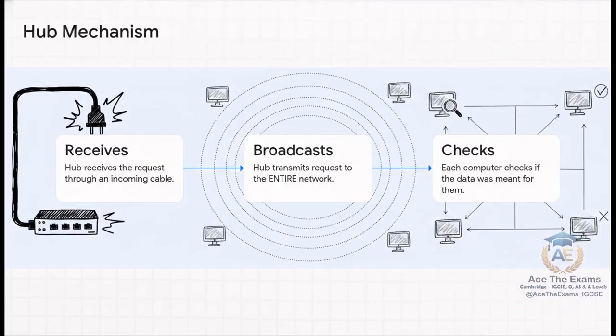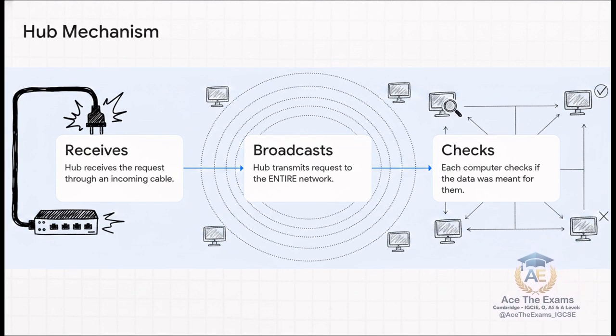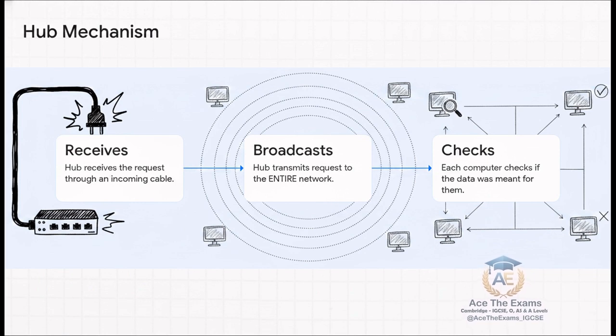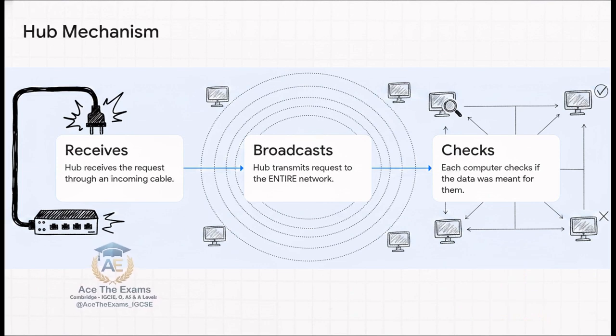So, the absolutely crucial point here is understanding the exact three-step process the examiner expects you to write down when you're describing a hub. Step 1. The hub receives the request through an incoming cable. Simple enough. Step 2, and listen closely because this is where the marks are. The hub transmits that request to the entire network. It does not filter, it broadcasts. And then step 3, it's entirely up to each individual computer on that network to check the data and figure out if that broadcast was actually meant for them.